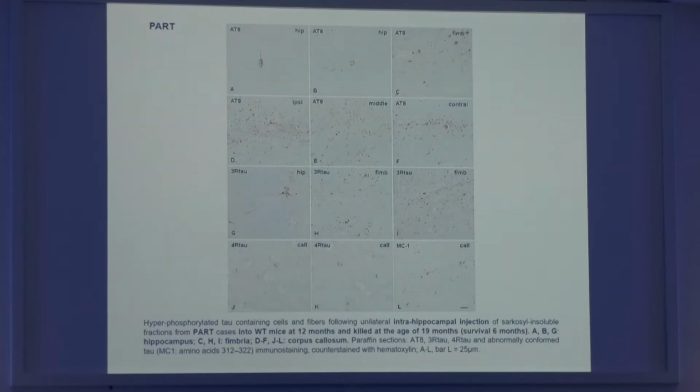Here is another picture observing the alterations following PART, in which the pattern is more or less the same: neurons in the hippocampus, in the fimbria, glial cells, and here glial cells in the different parts of the hippocampus. And here another important point is that these cells are 3R, 4R as expected, and they contain also abnormal tau, abnormally conformed tau, but not truncated tau as is observed, for example, in Alzheimer disease or in PART.